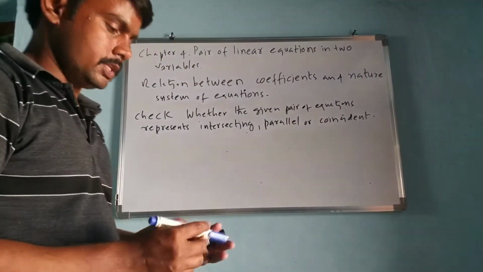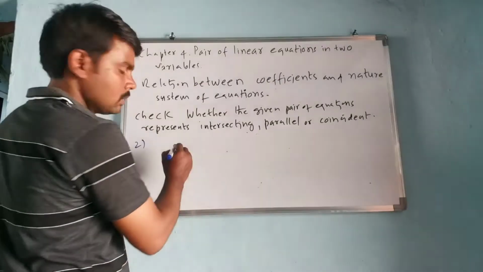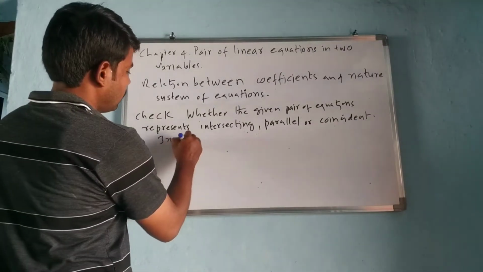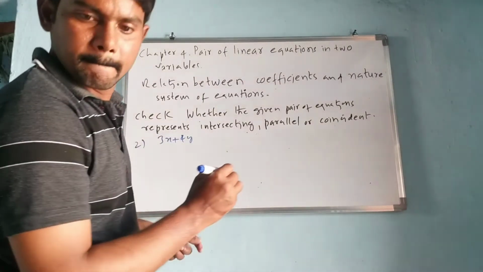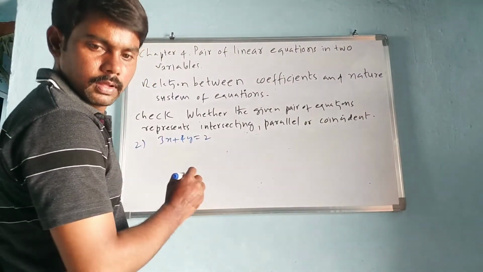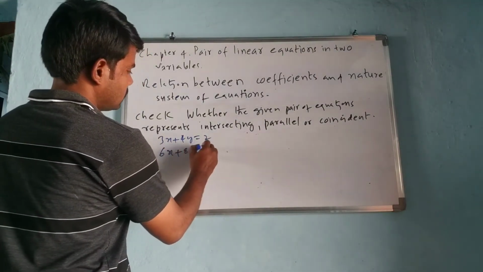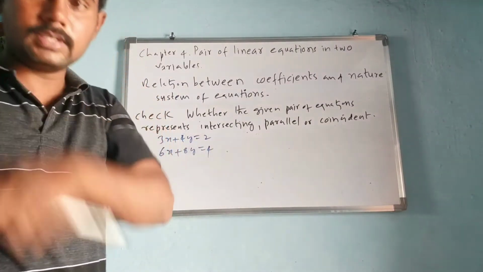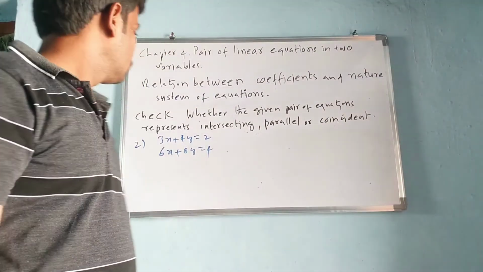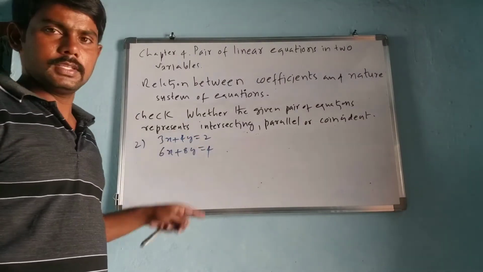So the question is here. Second question. 3x plus 4y is equal to 2. 6x plus 8y is equal to 4. So here in this case, the question is given like this.